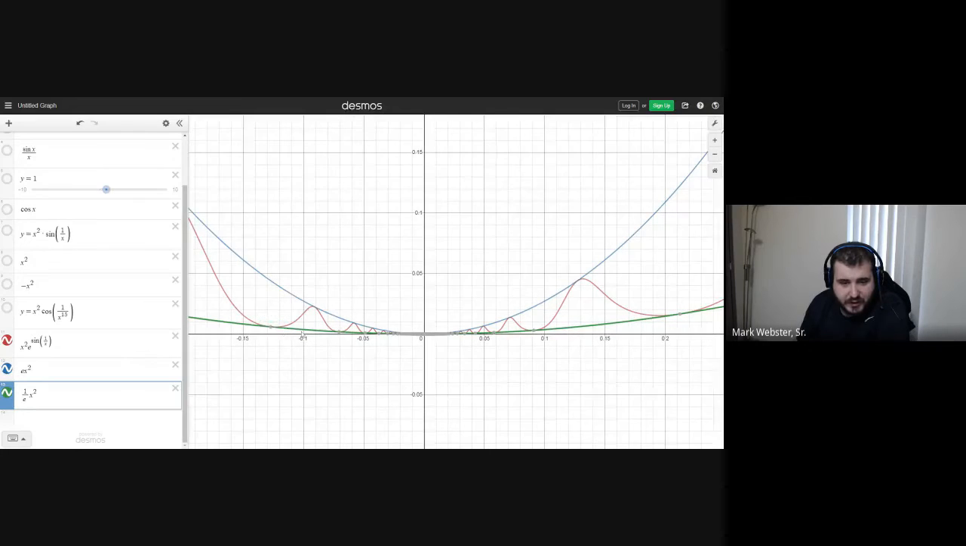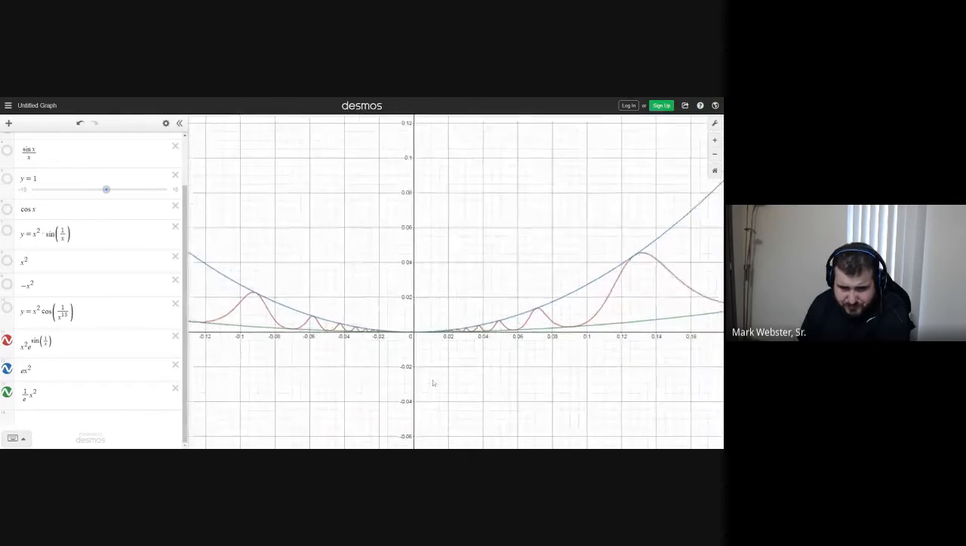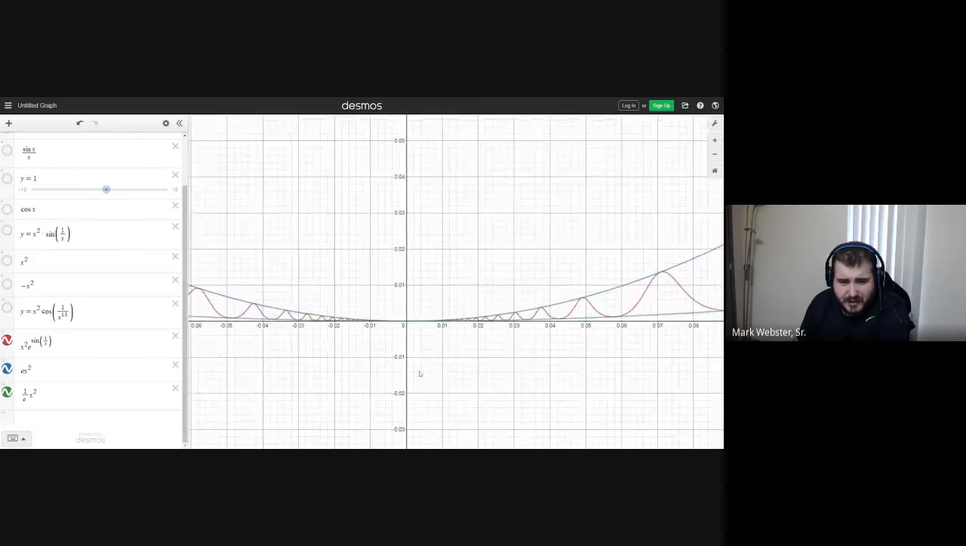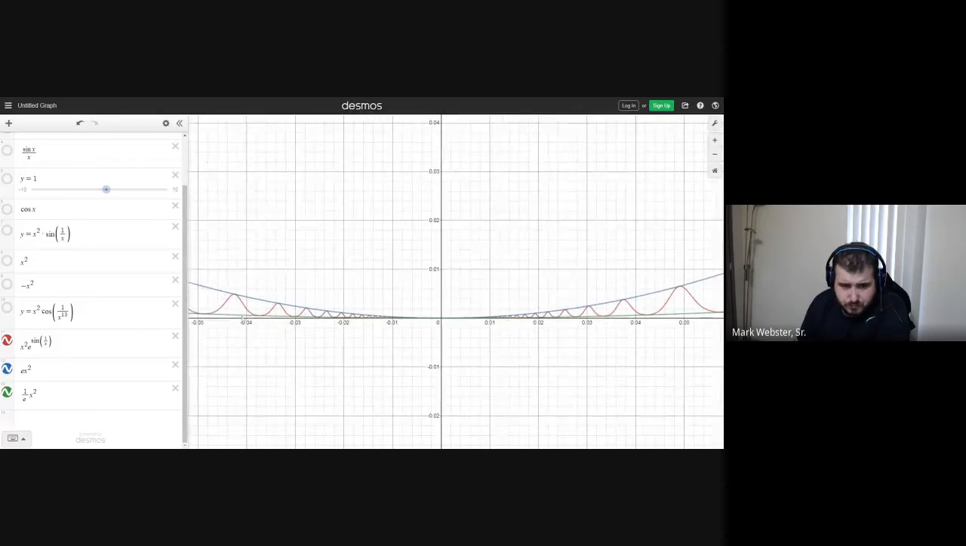And again, you see it hits. The Desmos even knows to make a little point there. That's the intersection where the two lines meet. But it always stays in the middle, right? The orange line always stays in between the blue and the green. Always.